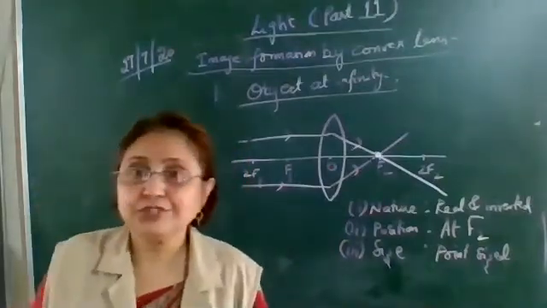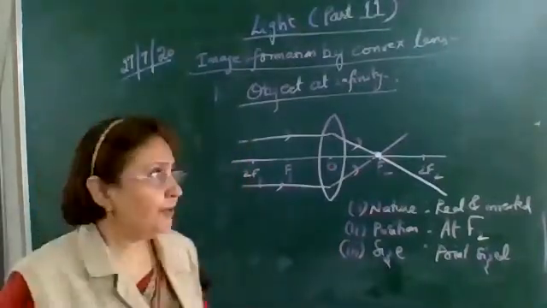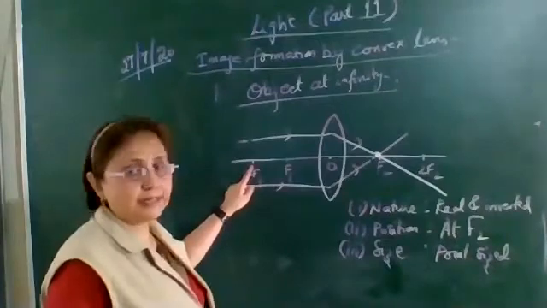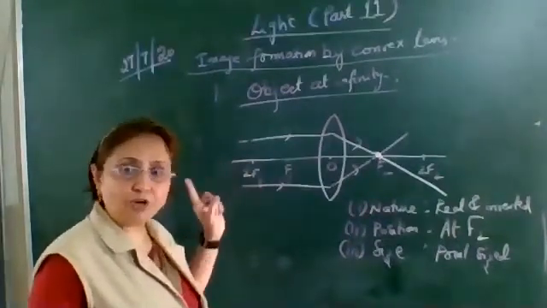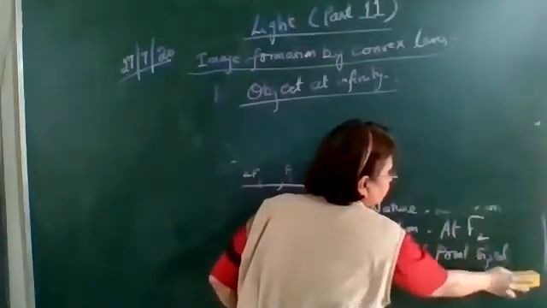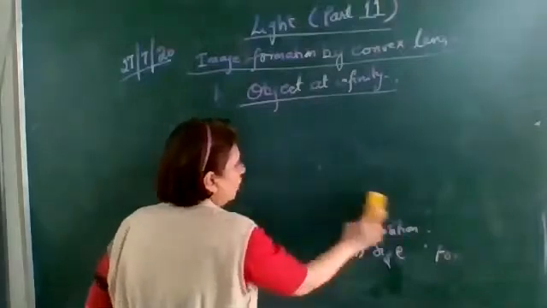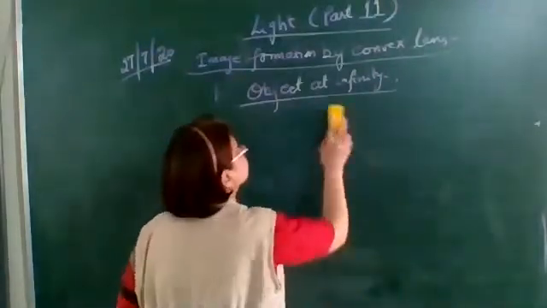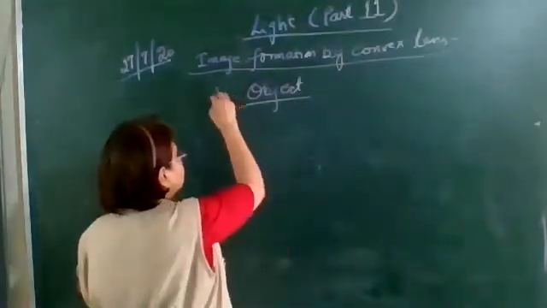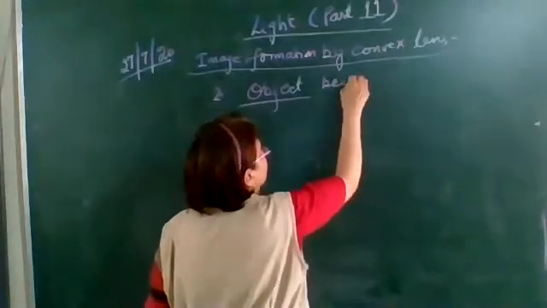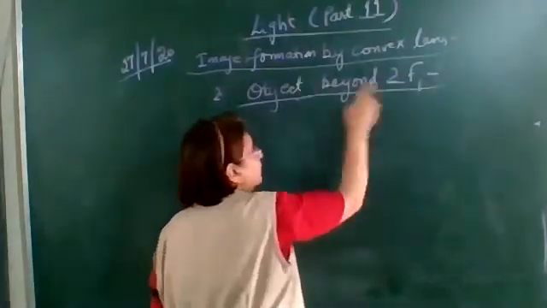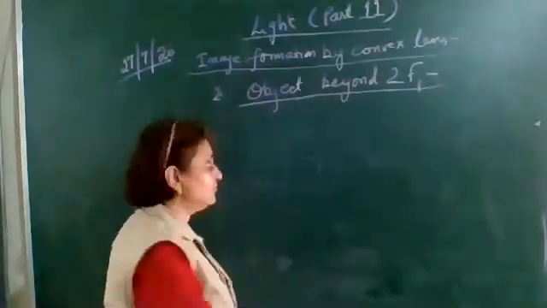Next we proceed to the second position of the object. We are bringing the object closer to the lens. So what will be the next position? Object placed beyond 2F1. Write down the second position: object placed beyond double the focus. Which side? On the left side. On the left side, we are marking it as 1.